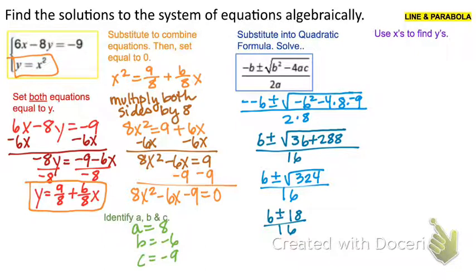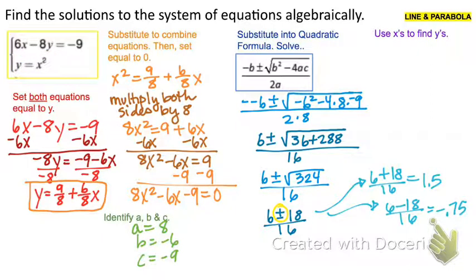At this point, I can't do anything else until I divide out that plus or minus sign. Because what this is actually saying is 6 plus 18 divided by 16 and 6 minus 18 divided by 16. So I can put each of those in my calculator to see what the two values for x are. Now I have my two values for x.